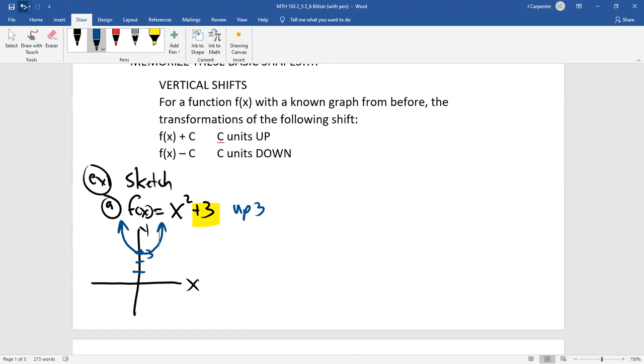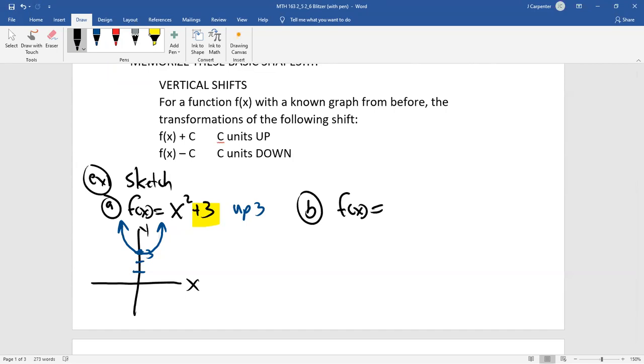There's nothing super complicated about any individual piece here, but what will make it feel complicated is once we start mixing in the horizontal shifts with the vertical shifts, because there are similarities, there are differences, as you could probably expect.